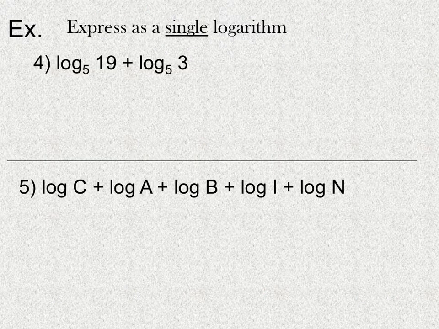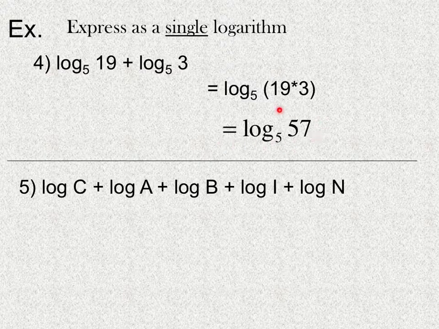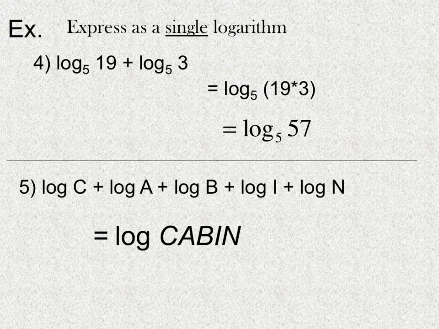Okay, so let's try and go backwards now. Express as a single log: log of 19 plus log of 3. Obviously this is all in base 5. We could express this as log base 5 of 19 times 3. And so 19 times 3 is 57, and so the log base 5 of 57 is the same as this expression. Log of c plus log of a plus log of b plus log of i plus log of n is going to be equal to log cabin. All right, that was a bad joke, but there you go. This is the product property in use.